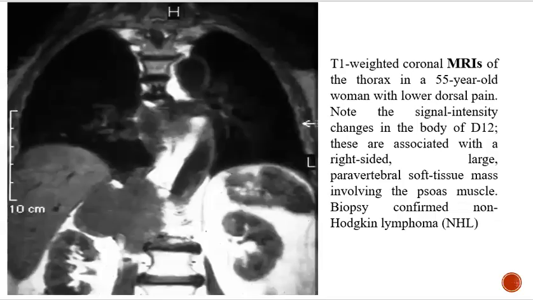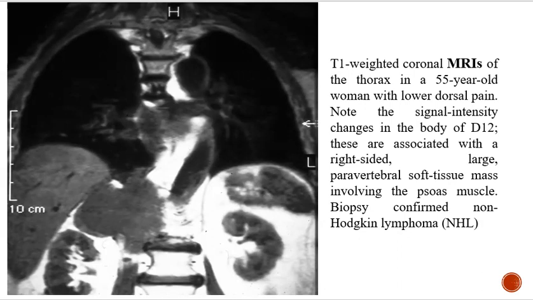mediastinal lesions. MRI is used as a problem-solving tool in imaging of thoracic lymphoma and is generally not used as a primary imaging modality, except for a few specific indications. MRI is particularly useful in evaluating cardiovascular abnormalities, and has also been useful in evaluating the response to therapy in patients with lymphoma. On the slide, you can see the case of a 55-year-old woman with lower dorsal pain.